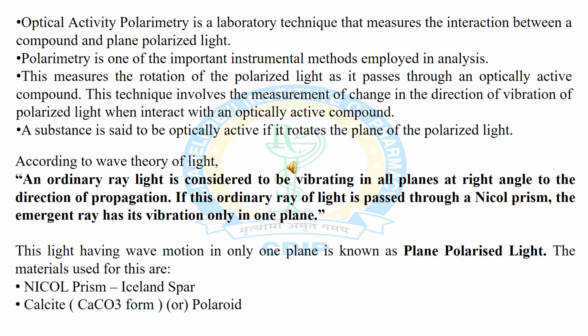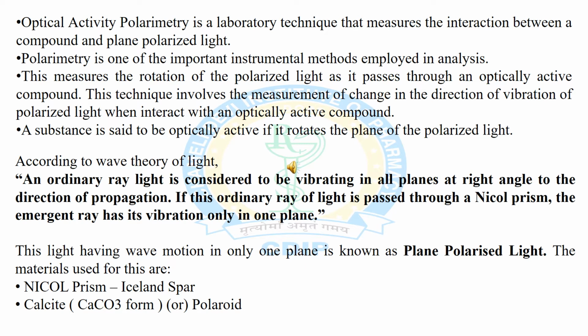This technique involves the measurement of change in the direction of vibration of polarized light when it comes in contact with the optically active material. According to the wave theory of light, an ordinary light is considered to be vibrating in all planes at right angles to the direction of propagation. When this light is passed through a Nicol prism, the emergent ray has its vibration only in one plane.